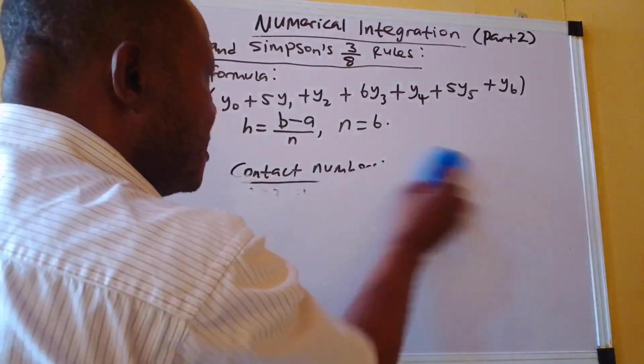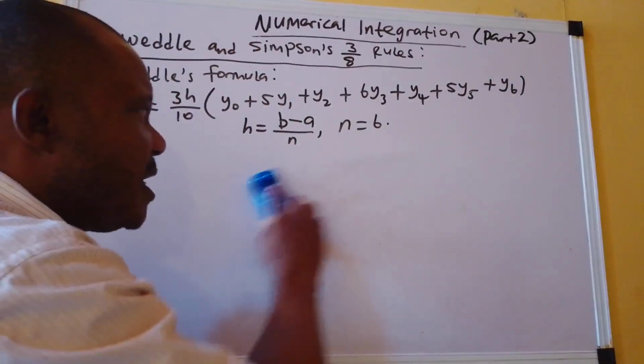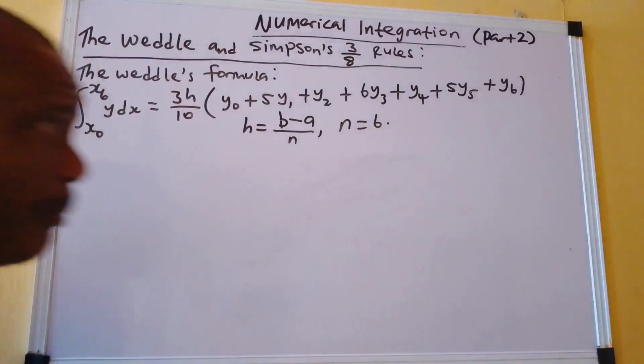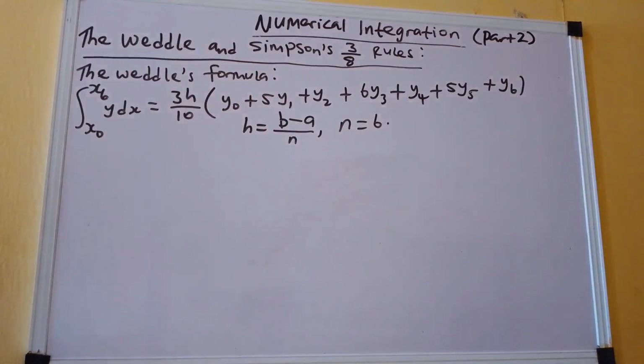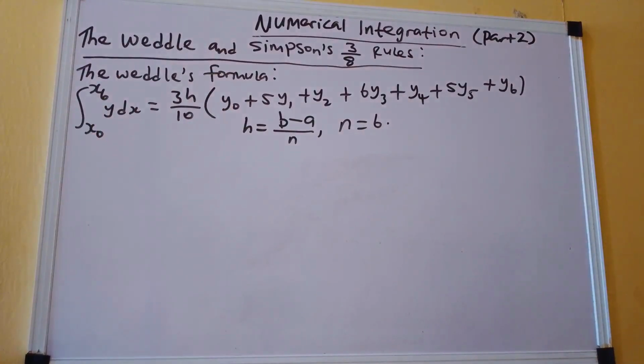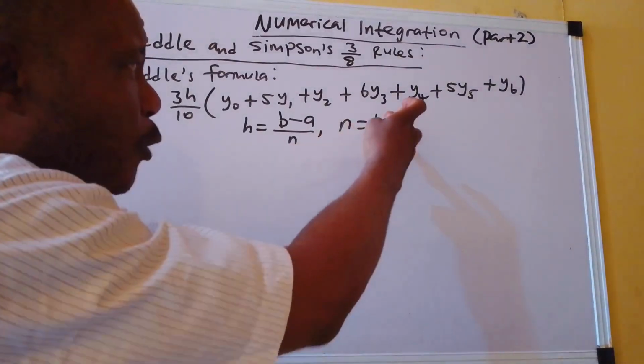Wait patiently to the end of this class and watch and see how you can use Weddle's formula to solve or to carry out a problem on integration. What we have on the board now is Weddle's formula. Weddle's formula has n equal to 6.